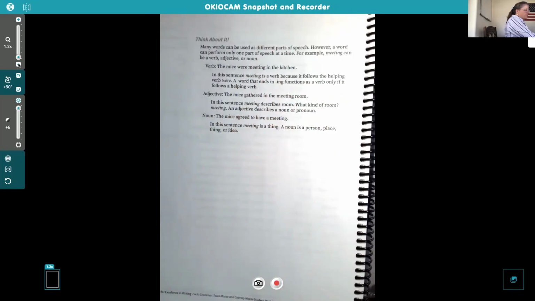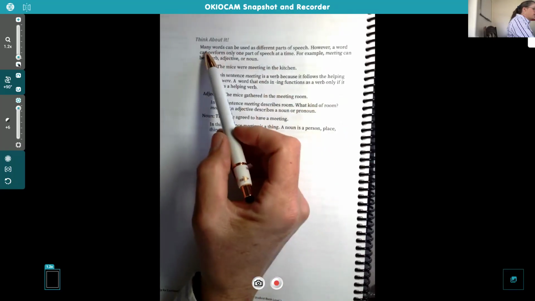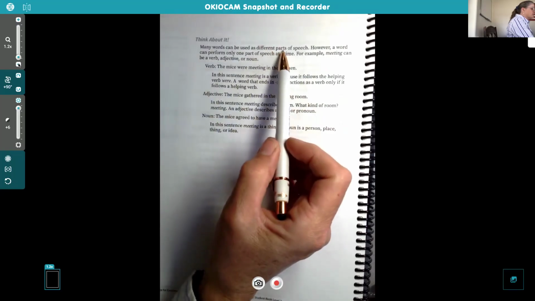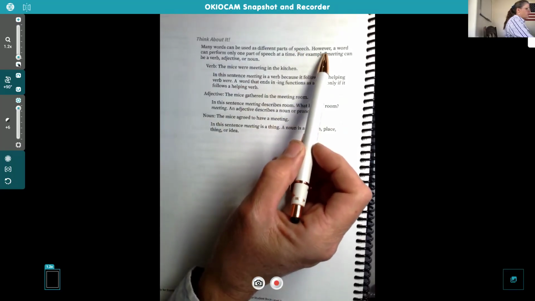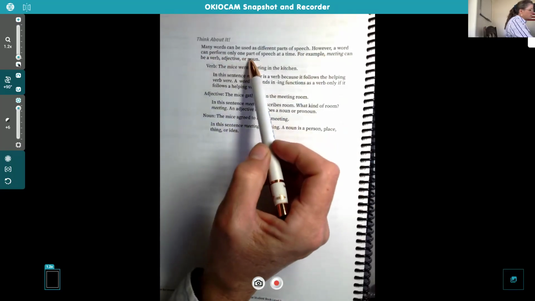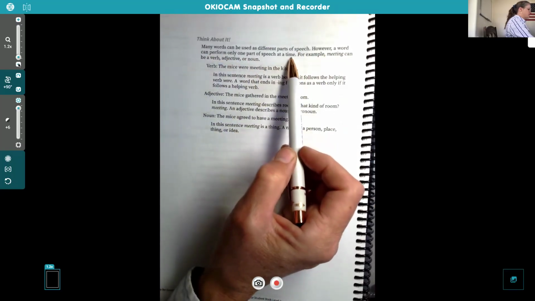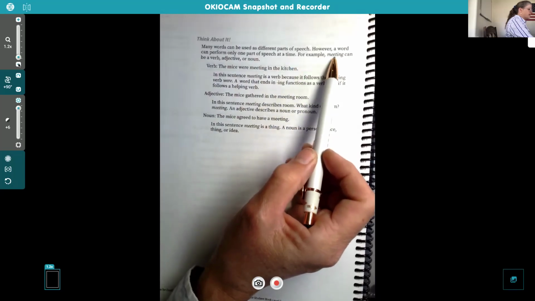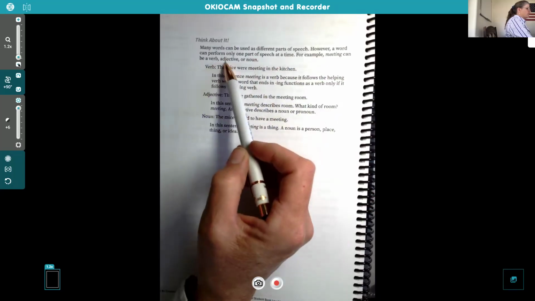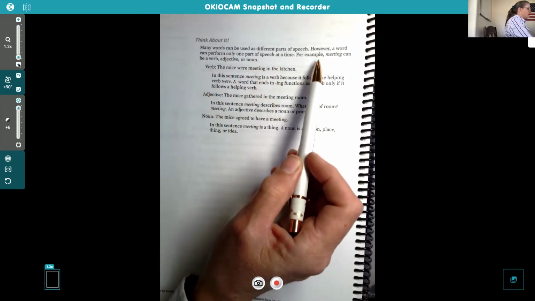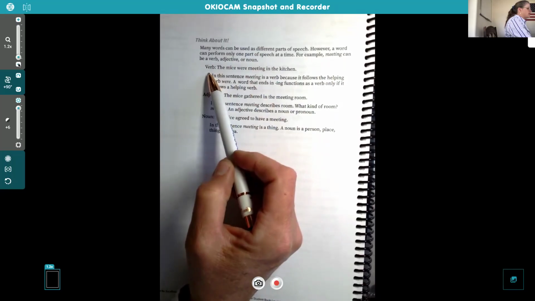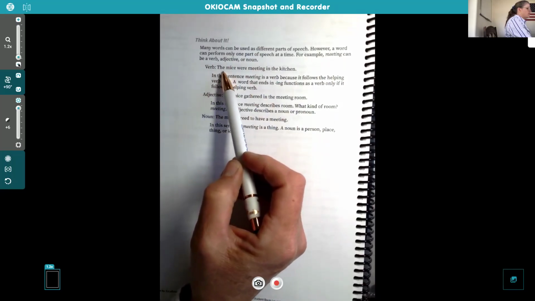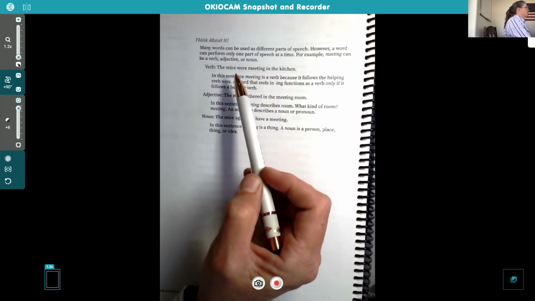All right, we've heard about this before. So we've got many words can be used as different parts of speech. Remember, parts of speech is like noun, verb, adverb, adjective, all those things you're learning. However, a word can perform only one part of speech at a time in each sentence. For example, meeting can be a verb, adjective, or noun. Did you know that? That word meeting. Here it is as a verb. The mice were meeting in the kitchen.